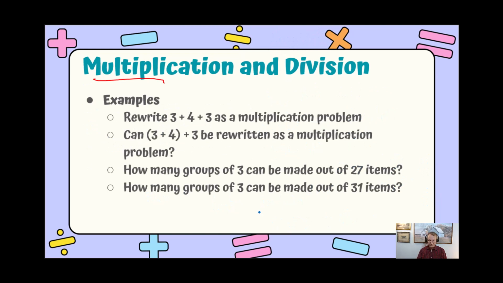So here's some examples, and let's work these. And I'll give you just a moment to either work through these individually with a partner, small group, but I want you to rewrite this one as a multiplication problem, and just remember that multiplication is repeated addition. I want you to think about, can this one be rewritten as a multiplication problem? Finally, think about how many groups of 3 can be made out of 27 items. And then think about how many groups of 3 can be made out of 31 items. We'll go ahead, pause the video, and I'll be back shortly.